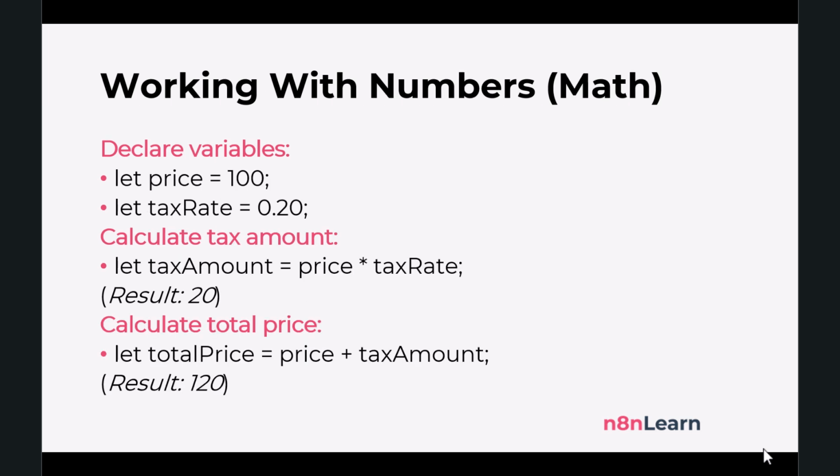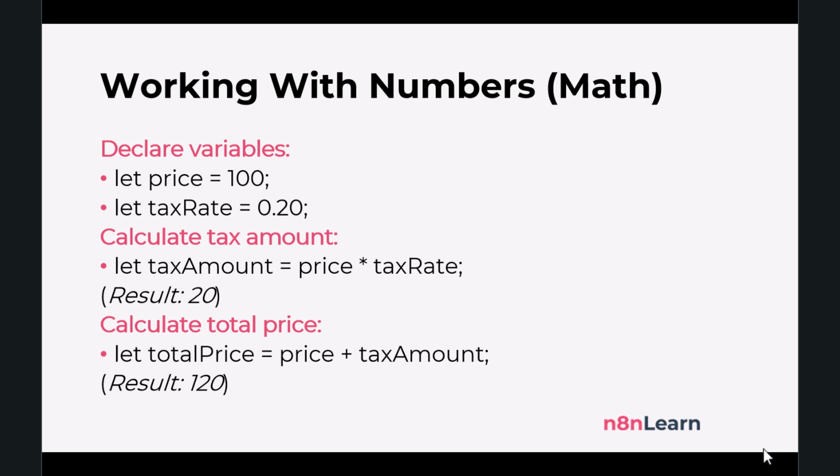Okay, now let's work with numbers. For this problem, calculating a tax, JavaScript lets you perform standard arithmetic, just like a calculator. You can use plus for addition, minus for subtraction, times for multiplication, and divide for division. So to calculate a total price with tax, we can multiply the price by our tax rate and then add the amount back to the original price. And just like that, you can perform calculations on your data anywhere in the workflow.